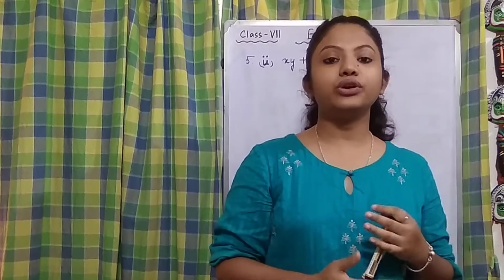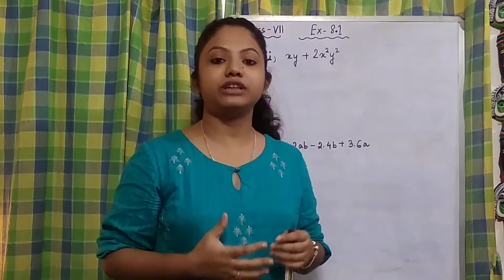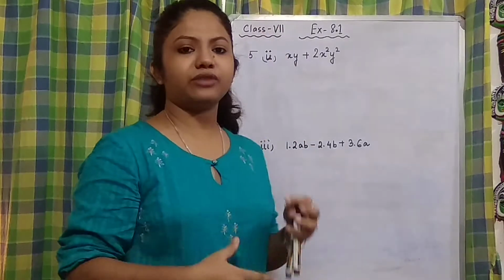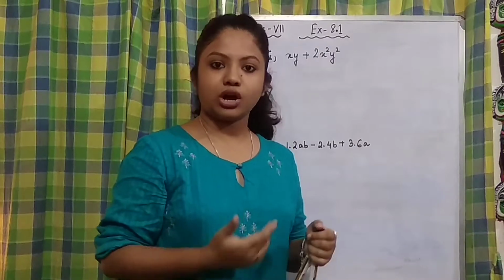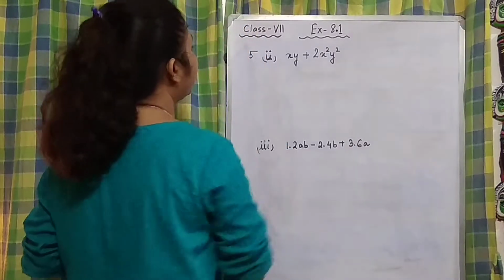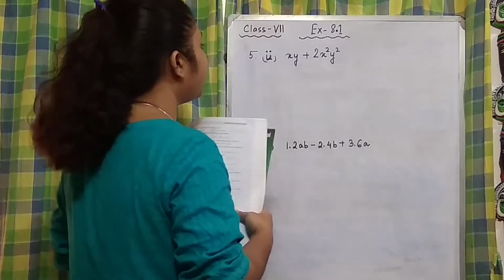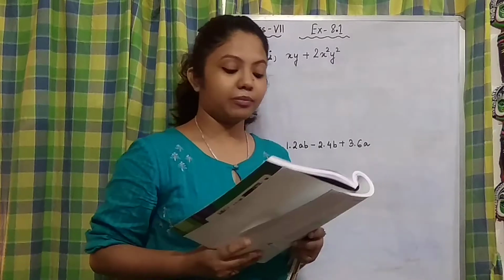So today we are going to continue with exercise number 8.1, where we have done till number 4. So we are going to start with number 5 and we are going to work on some more algebraic expression sums. Okay, so let's get started with number 5. Here in number 5, what kind of sum is it, what has been asked of us? First of all, look at sum number 5.